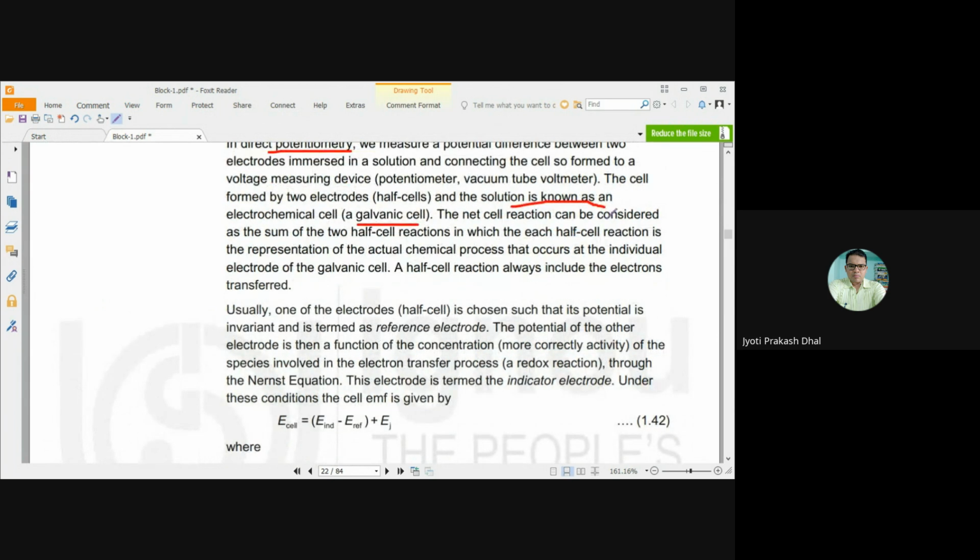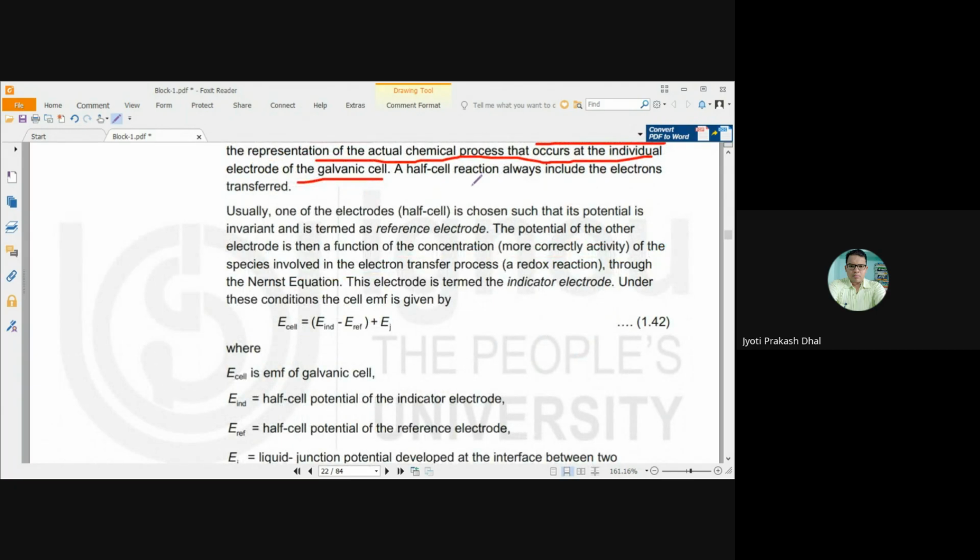The net reaction can be considered as the sum of the two half cell reactions, in which each half cell reaction is the representation of the actual chemical process that occurs at the individual electrode of the galvanic cell. So the half cell reaction always includes the electron transfer.